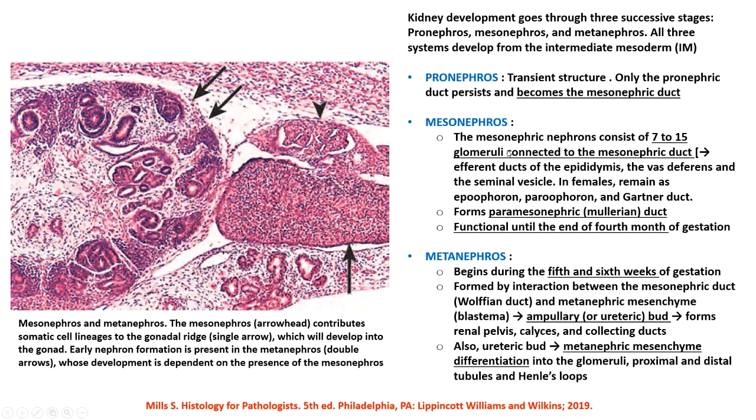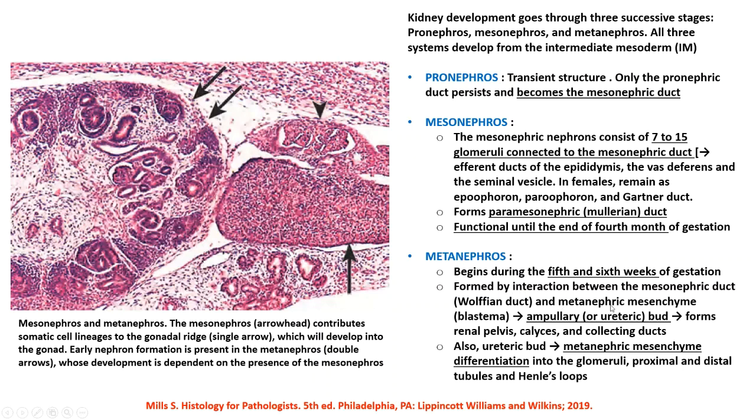The main job that the mesonephros performs is the formation of the mesonephric duct, which gives rise to the efferent ducts of the epididymis, the vas deferens, and the seminal vesicle. And in the females, it actually persists as the remnants of the epiphoron and the paraphoron and the Gardner duct. It also forms the Mullerian duct, which will give rise to the female genital tract organs. It remains functional until the end of the 4th month of gestation, when it is replaced by the final renal system, that is the metanephros.